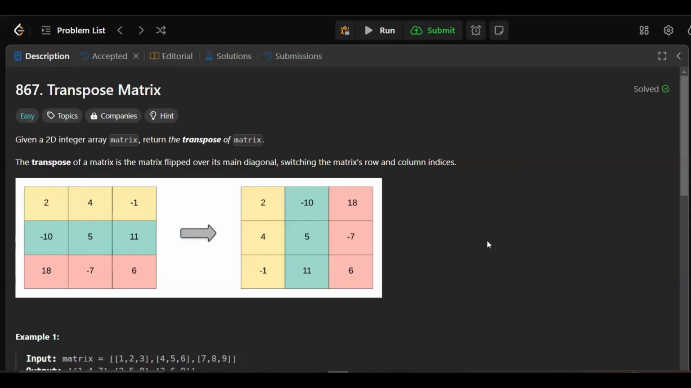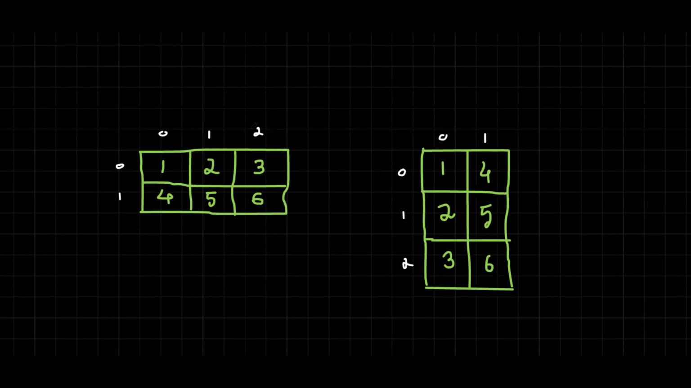I hope you understood the problem statement. Now let's move on to the algorithm. Now, to understand the algorithm, let's take these examples here. The dimension of this matrix is 2 by 3. And the transpose version of this matrix will become 3 by 2 in dimension. That means the dimension of row and column will be swapped.